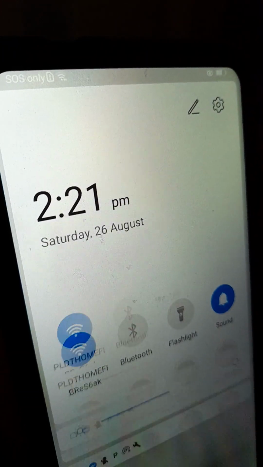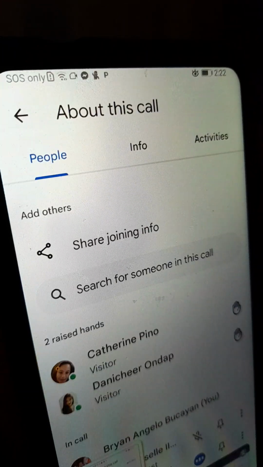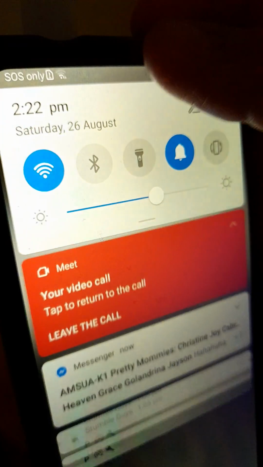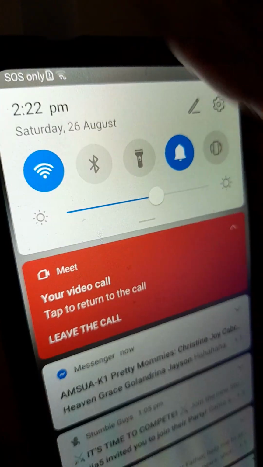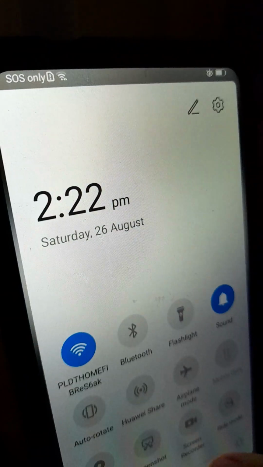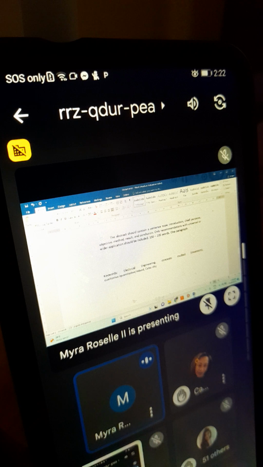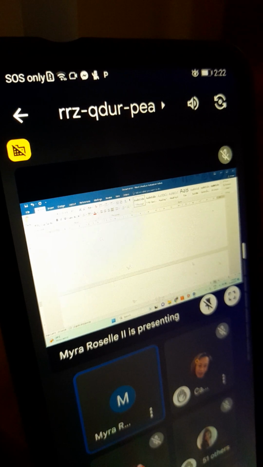Let's go to the next page. After the abstract, you're going to have your acknowledgement, dedication. Okay, so here, down na sa ta. Let's have acknowledgement.